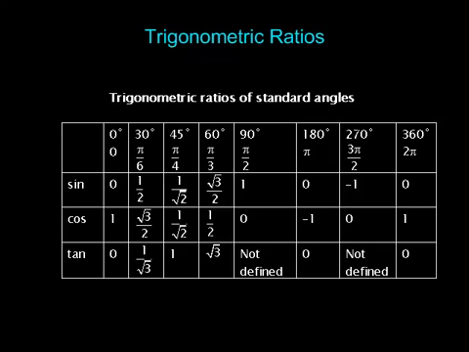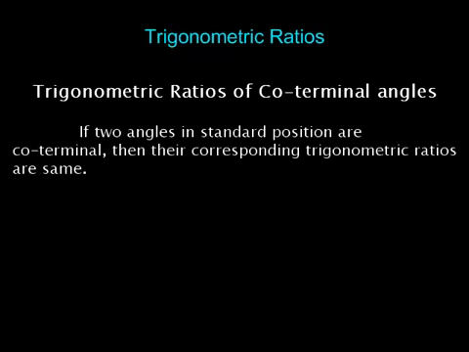tan 90 degrees not defined, sin 180 degrees 0, cos 180 degrees minus 1, tan 180 degrees 0, sin 270 degrees minus 1, cos 270 degrees 0, tan 270 degrees not defined, sin 360 degrees equal to 0, cos 360 degrees 1 and tan 360 degrees is 0.